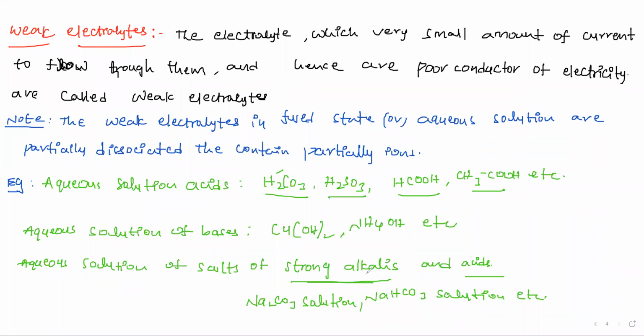Okay, these are weak electrolytes, which do not undergo complete dissociation. Those which undergo complete dissociation are strong electrolytes. Those which do not undergo complete dissociation are weak electrolytes. Okay. Today we discussed only a few things.